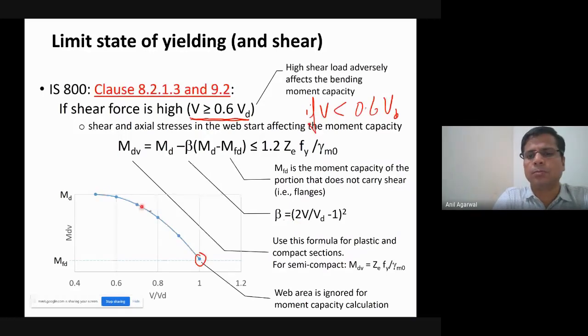So you assume this formula, which is basically an empirical formula, and as the shear keeps increasing, if the shear is equal to 0.6 times VD, you get 2 multiplied by 0.6, that is 1.2 minus 1, that is 0.2 squared, that is 0.04 times this one. So there will be some reduction in the moment capacity. So this is this provision. In addition to that, you cannot exceed more than 20% of the ZE value. Again, this is to limit the amount of damage.